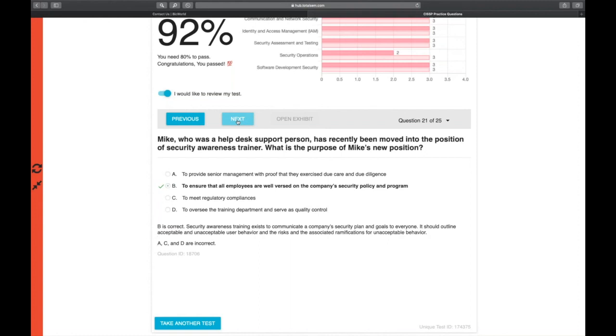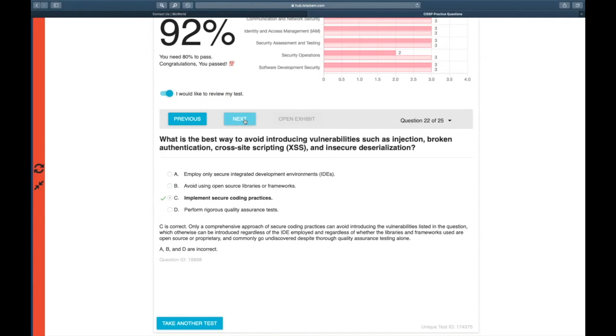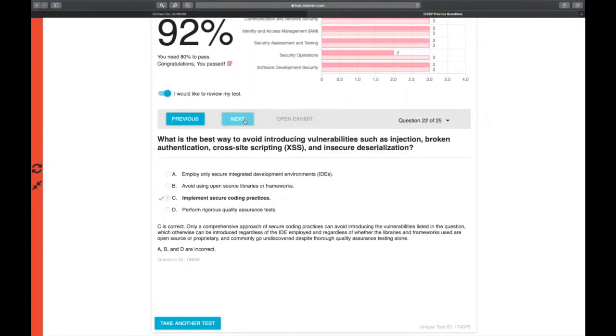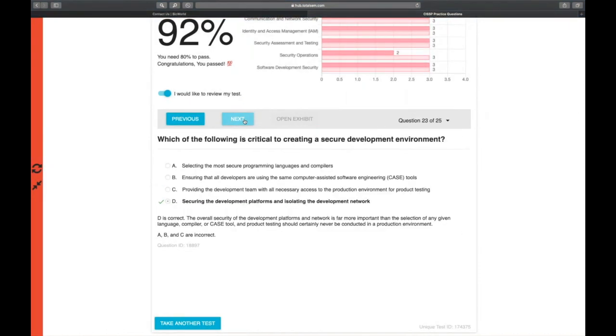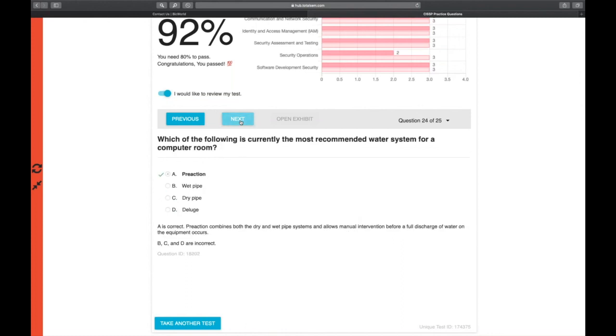Security awareness training exists to communicate a company's security plan and goals to everyone. Only a comprehensive approach of secure coding practices can avoid introducing the vulnerabilities listed in the question. The overall security of the development platform and network is more important than the selection of any given language, compiler, or case tool, and product testing should certainly never be conducted in a production environment.